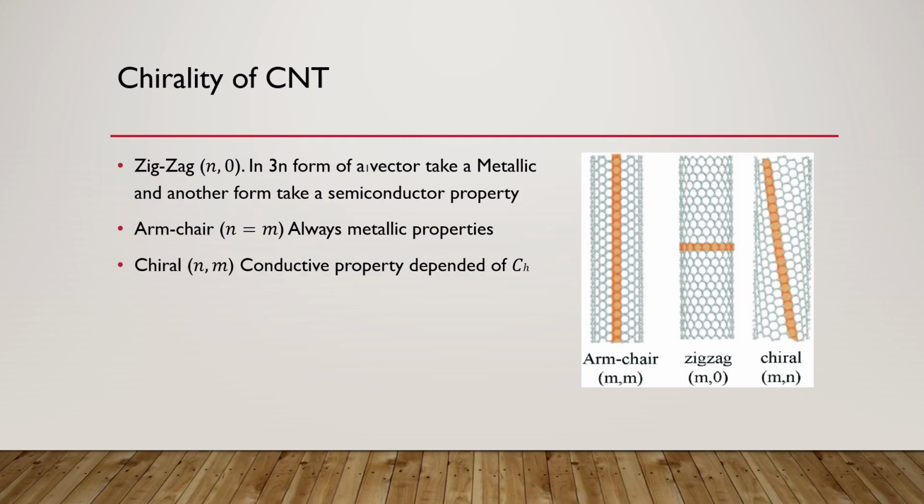For example, for the zigzag (n, 0), if n is a multiple of 3, it will be metallic, and other forms take on semiconductor property. For the armchair, n equals m, it is always metallic, and for the chiral (n, m), the conductive property depends on the chiral vector Ch.